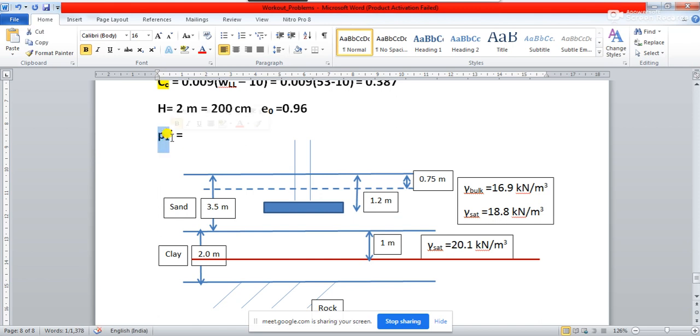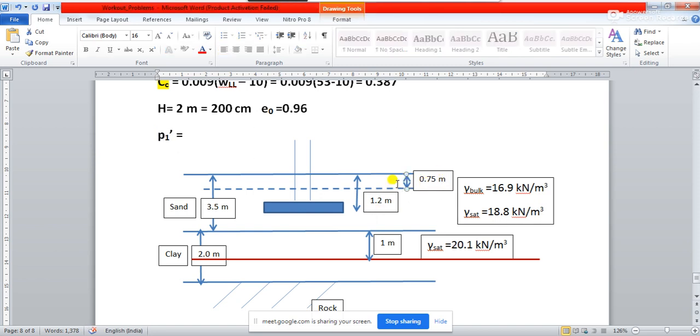So how do you find out? At this level you need to find out what is the value of P1 dash or sigma naught dash, or P naught dash, whatever you say. So what will be the value of this P1 dash? That means initial overburden pressure. How do you calculate? You just go on multiplying the gamma value with the depth of the soil.